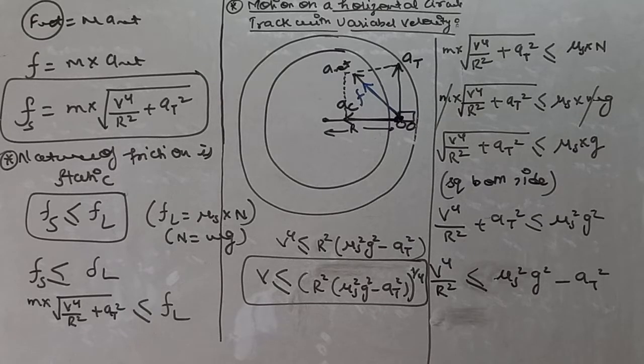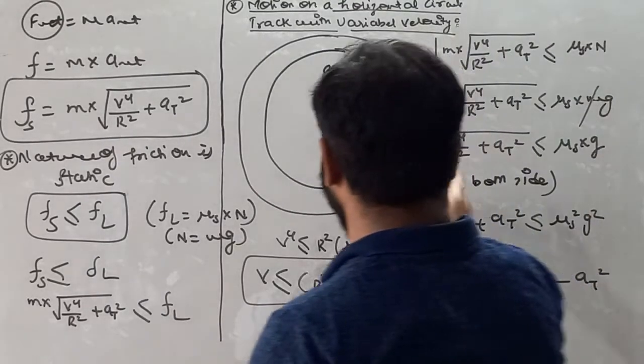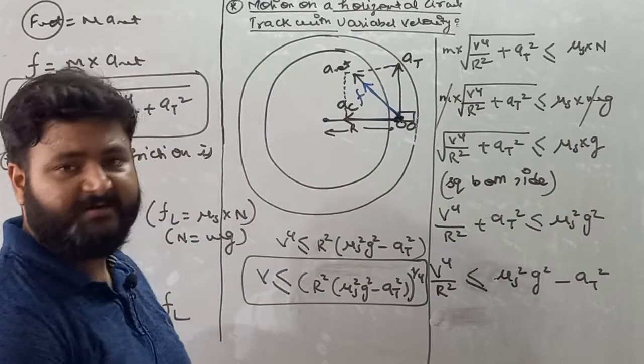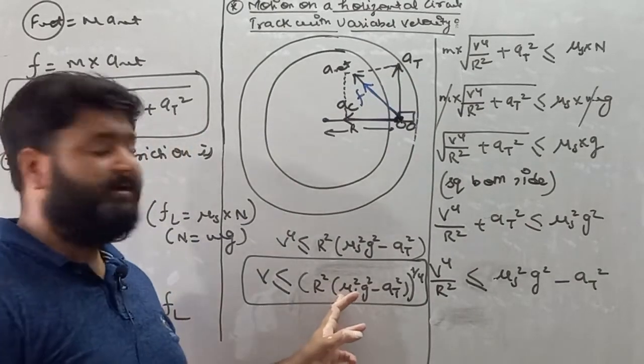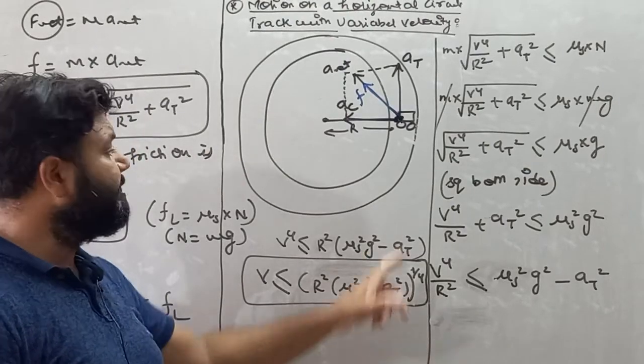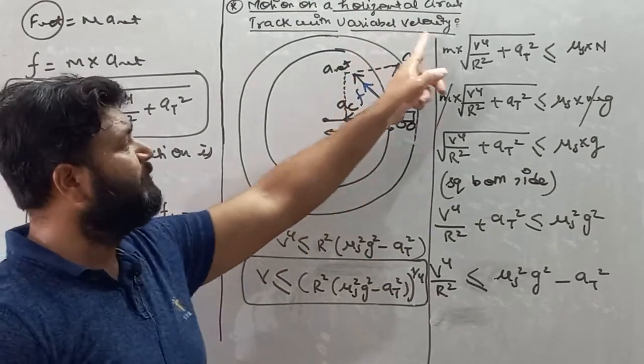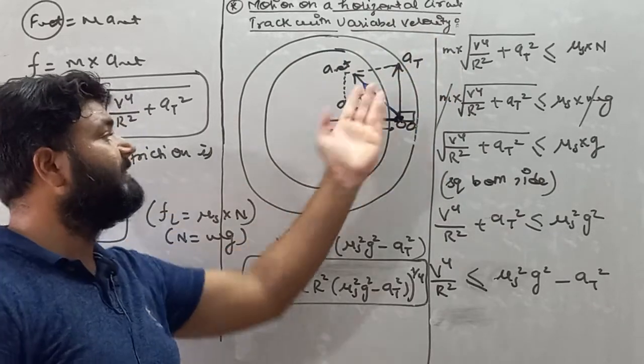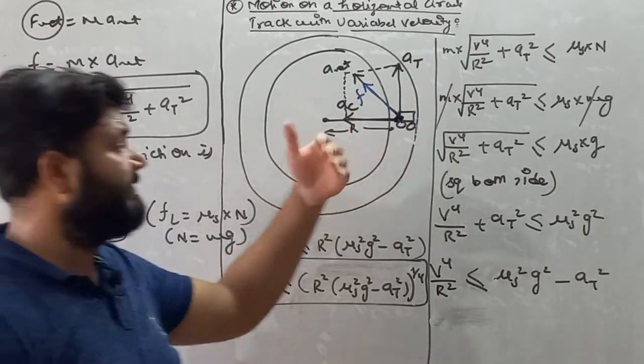in a horizontal circular track with variable velocity. If the velocity of the particle is less than or equal to r square mu square g square minus at square raised to the power 1 by 4, then the particle is capable of making a turn in this horizontal circular track. My dear student, if the velocity of the vehicle is greater than this value, and the vehicle is moving with variable velocity, then the vehicle is not capable of turning.